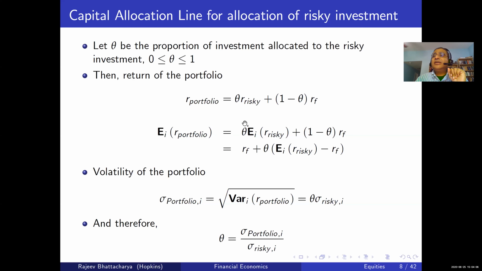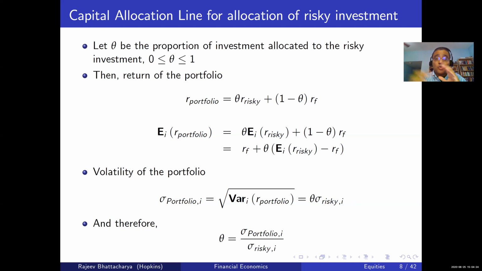Now, first of all, for 1 minus theta times RF, the standard deviation of that is 0, because that's the idea of a risk-free asset. In principle, it's constant. Of course, as we have seen with the data, it's not. But that's the idea of a risk-free asset.